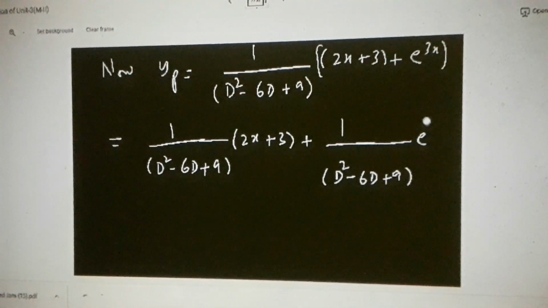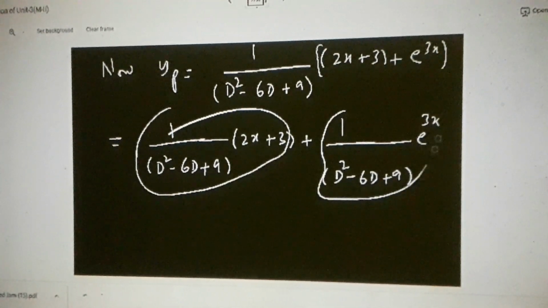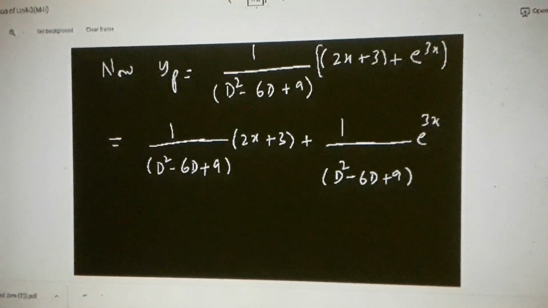This into e to the power of 3x. Now separately we will calculate this one, individually we will calculate this one, and we will add up to get the value of yp. Now the value of this, let us calculate. I'll do it in the next slide. Better I'll finish off this part first.